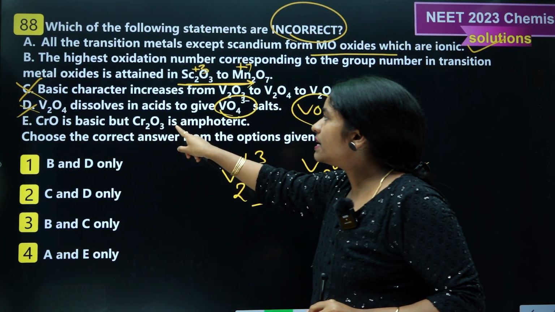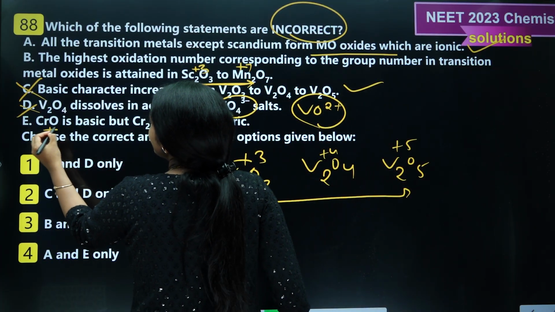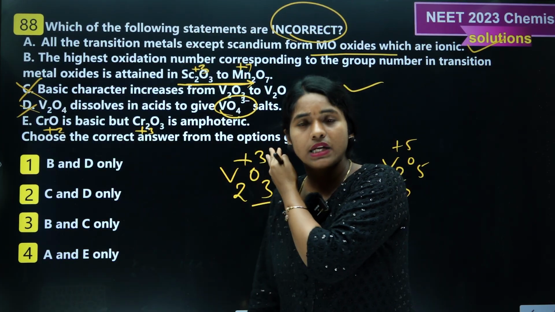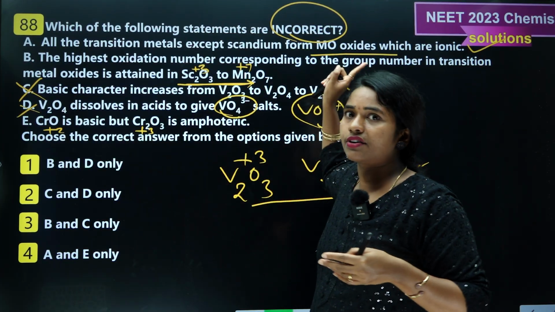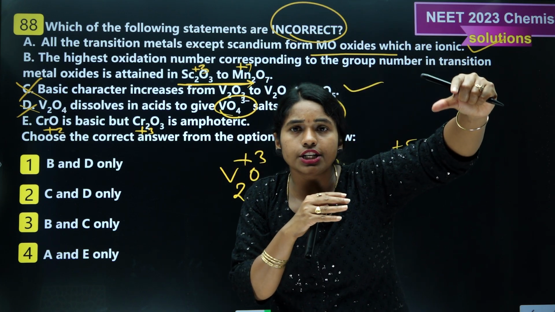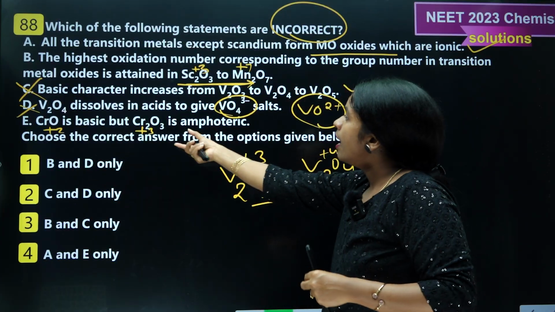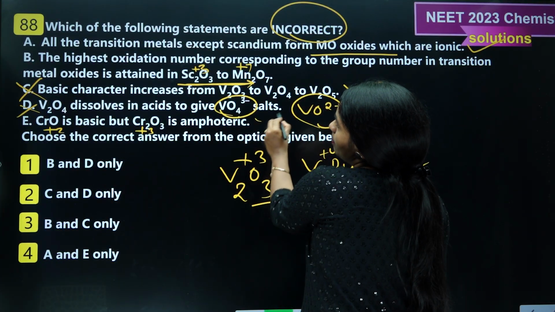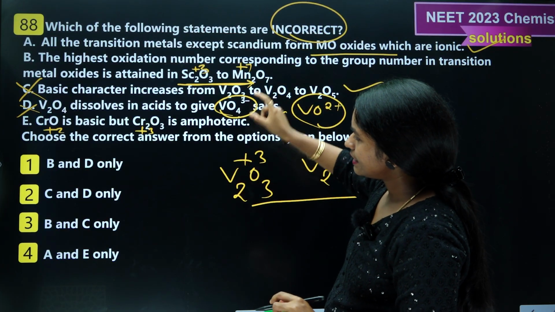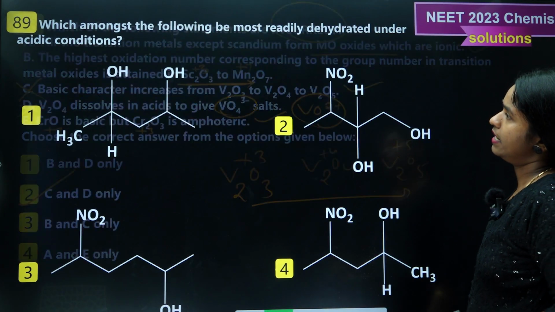CrO is basic, but Cr2O3 is amphoteric. Yes, because here it is +2 state, here it is in +3. As oxidation state increases, the acidic character increases. Lower oxidation state basic, intermediate oxidation state amphoteric, higher oxidation state acidic, we can say that. So this is a correct statement. Options C and D are incorrect, because they are asking for the incorrect statement.